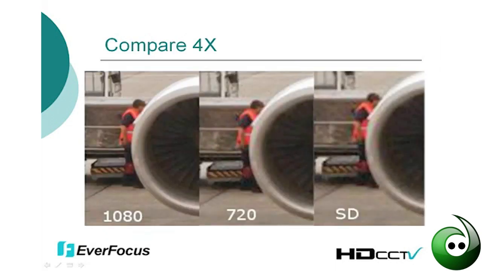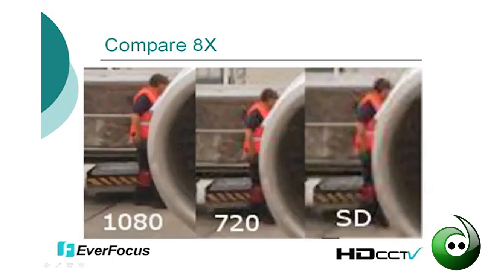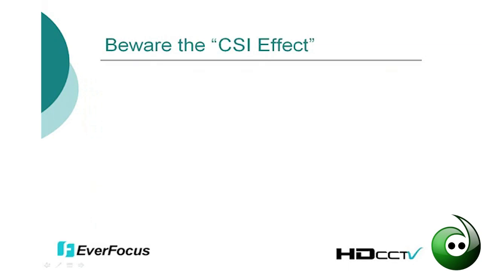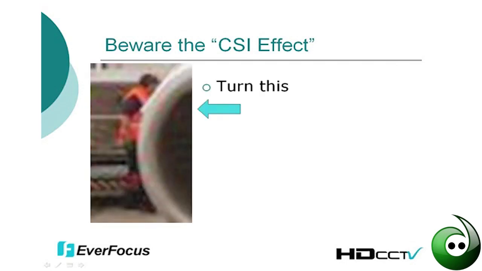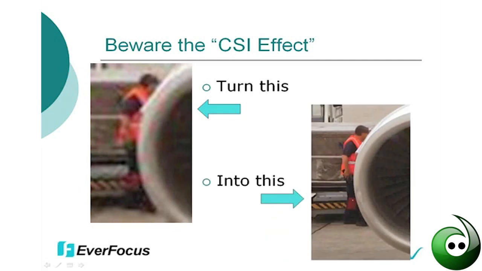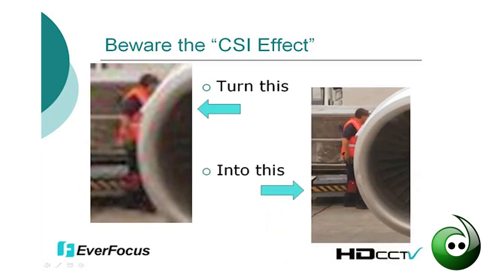If we compare the 4x zoom images between 1080, 720, and standard def, we can see immediately the reduction in clarity because of the lack of pixel resolution in the lower resolution images, and it's even more apparent when we compare them at 8x. Again, we need to beware of the CSI effect. I'm not sure what shows are popular around the world, but people will watch television, they will watch crime shows, they will start out with an image like this and turn it into an image looking like this.